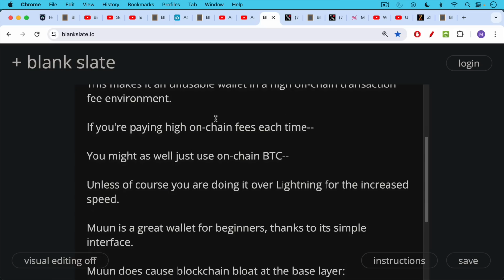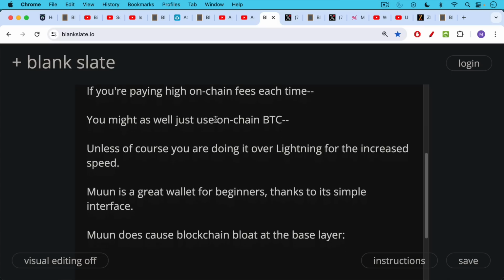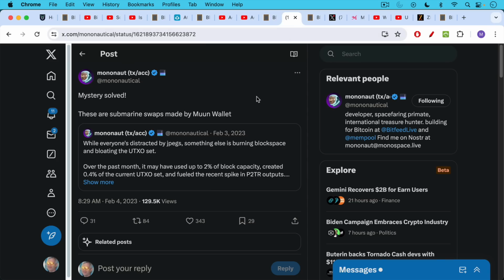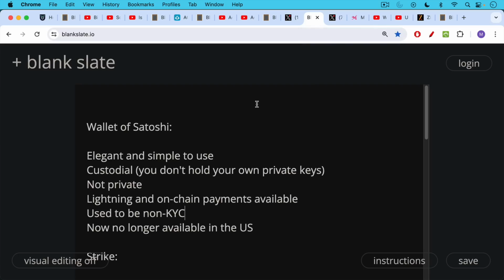Now, Muun remains a great wallet for beginners thanks to its simple interface, but Muun does cause blockchain bloat at the base layer as well. It's a rather inefficient wallet, as Mononaut points out here, how the Muun Wallet was bloating the UTXO set a few months back. People also asked in that video about the Wallet of Satoshi, which we talked about a little bit on this channel.